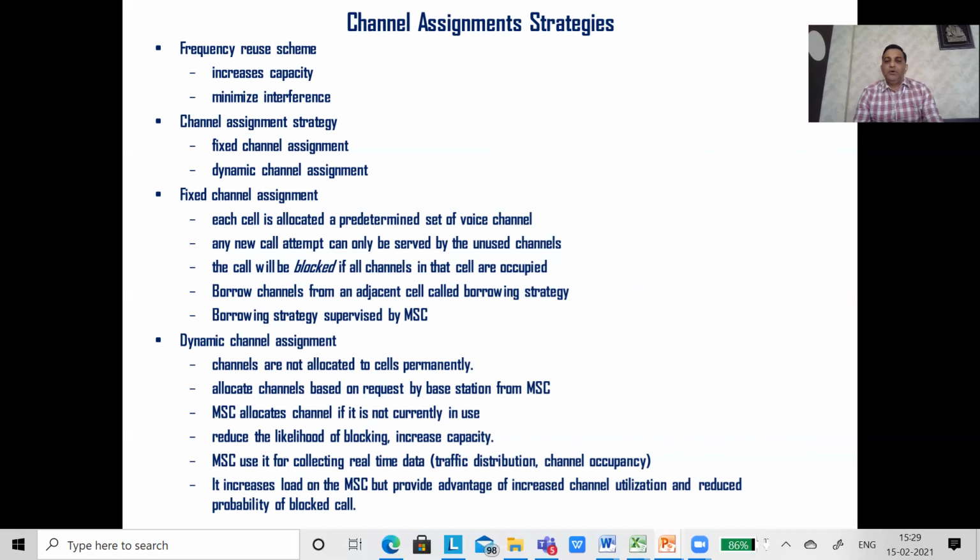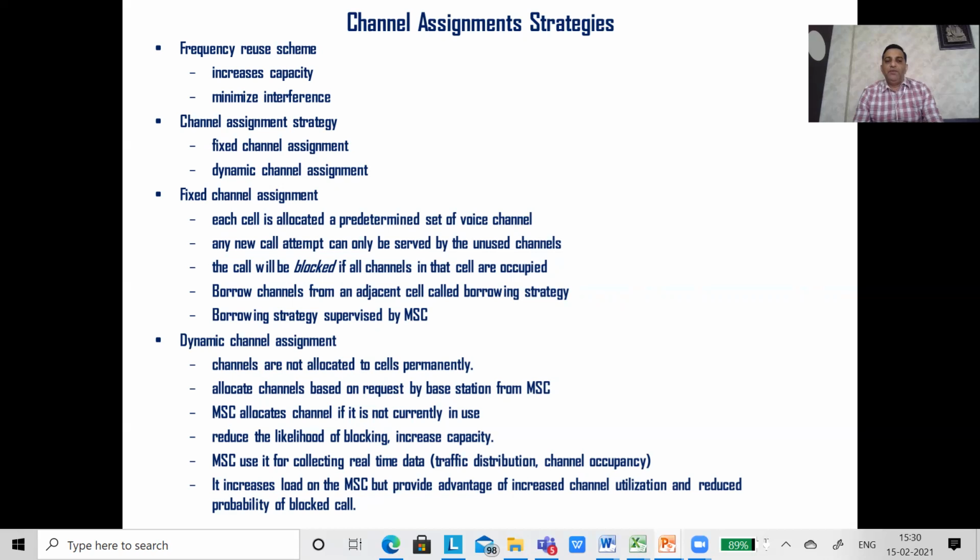If a number of channels are allocated to a particular cell based on the demand of the subscribers, the channels are used as well as unused. If demand is less, more channels are available for communication. If demand is more, then very few channels are available for communication.